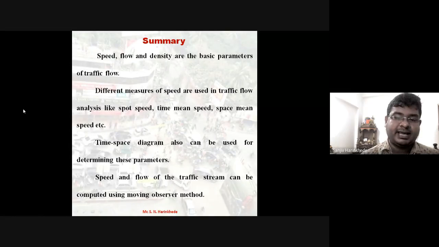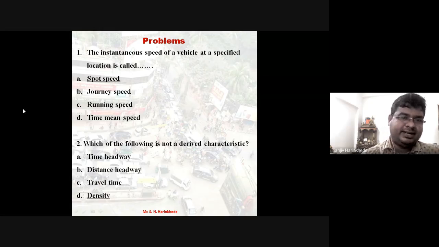The time space diagram can also be used for determining these parameters, and the speed and the flow of a traffic stream can be computed by using the observer method. Okay, generally some questions are asked in the GATE examination. I have considered 2 questions.